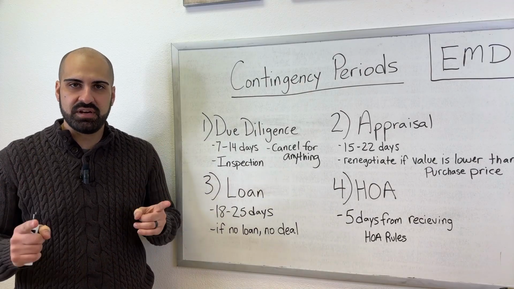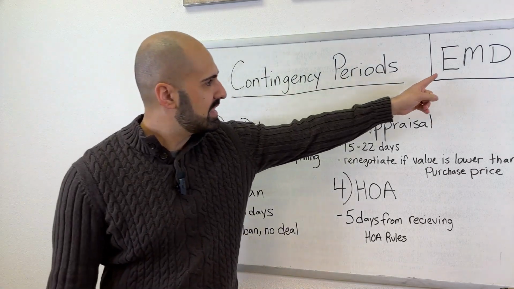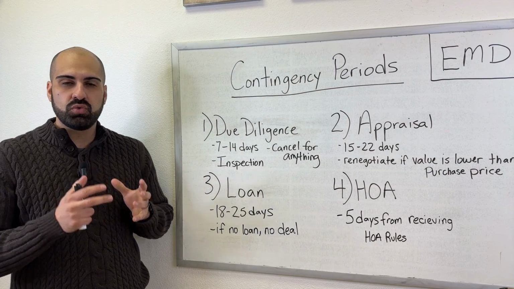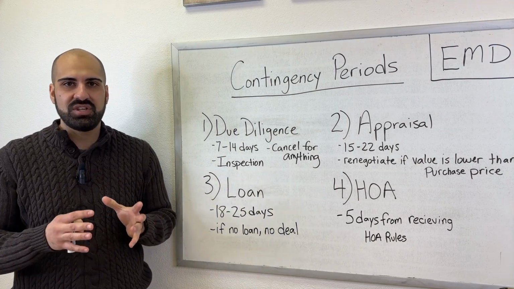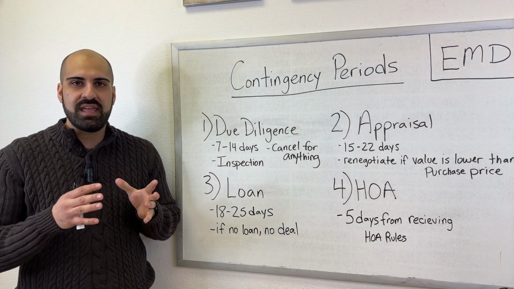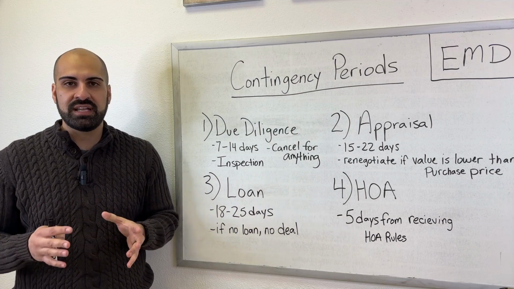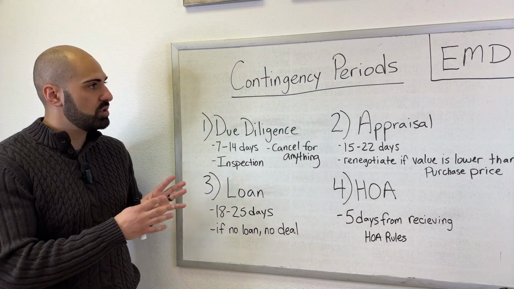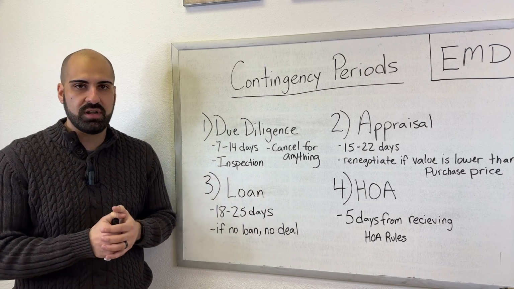Remember, contingency periods relate to the EMD, or the earnest money deposit, right? These are the rules safeguarding what happens to that deposit for the buyer in the event that they have to cancel for an accepted reason or an unaccepted reason. So there's 4 different clauses, 4 different contingency periods that we want to worry about.